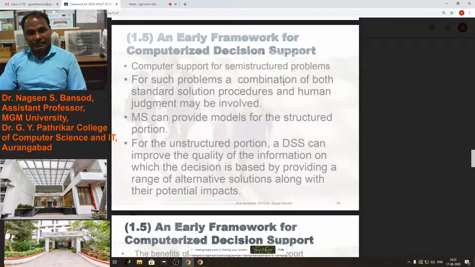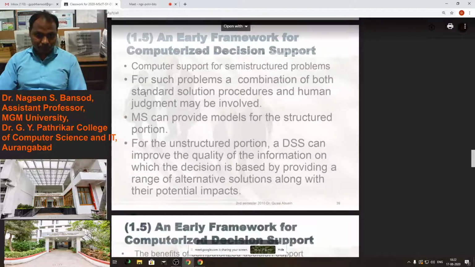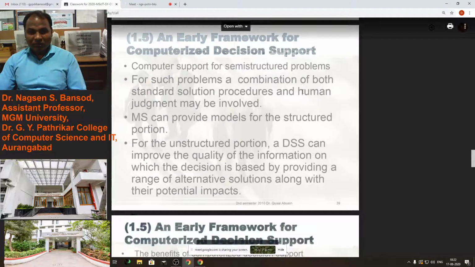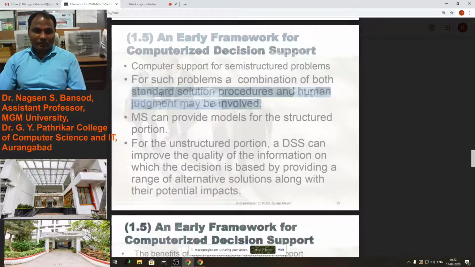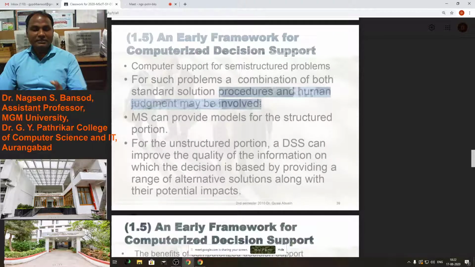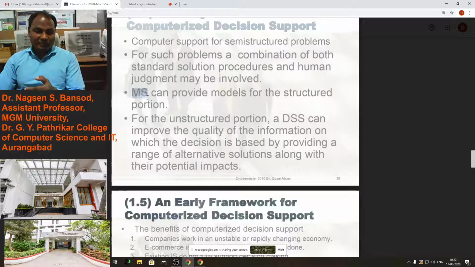Computer support for semi-structured problems. For such a problem, a combination of both standard solution procedures and human judgment may be involved, like a customized solution. Human judgment may be involved, meaning a customized solution should be provided to the semi-structured business. Management science can provide models for the structured portion also.